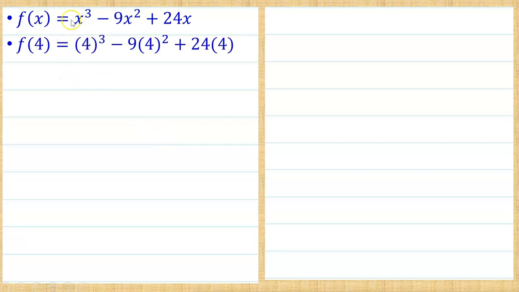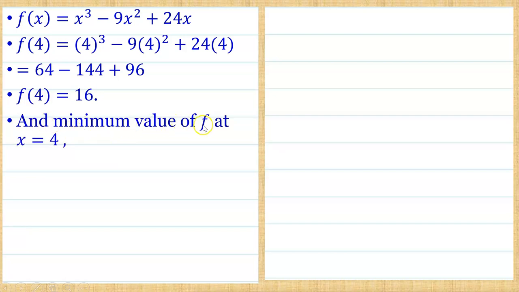What is the value? Again, here we take the function f of x is equal to x cube minus 9x square plus 24x. Replace x by 4. That is 4 raised to 3 minus 9 into 4 square plus 24 into 4. If you simplify it, you will get 64, and 4 square means 16, into 9, 144, plus 24 into 4, that is 96. Therefore f of 4 is equal to 16.